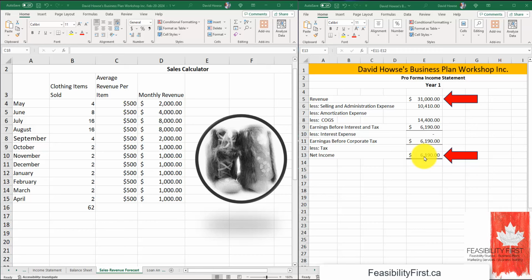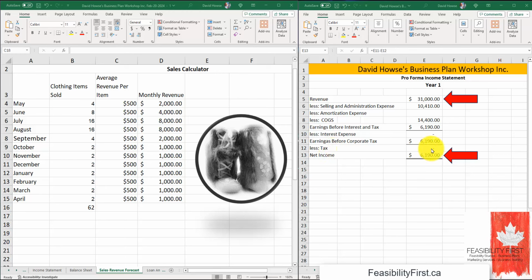Now that's generally true if you're the sole proprietor or the business owner, or the sole director if you've incorporated. So you have 62 pairs at $500. That creates $31,000 in revenue. We're taking off $10,000 in selling and admin expenses. The raw materials cost you $14,400, which leaves you with the $6,190. So this is a very basic accounting report. It's not including tax because that could be different depending on the province you're in.